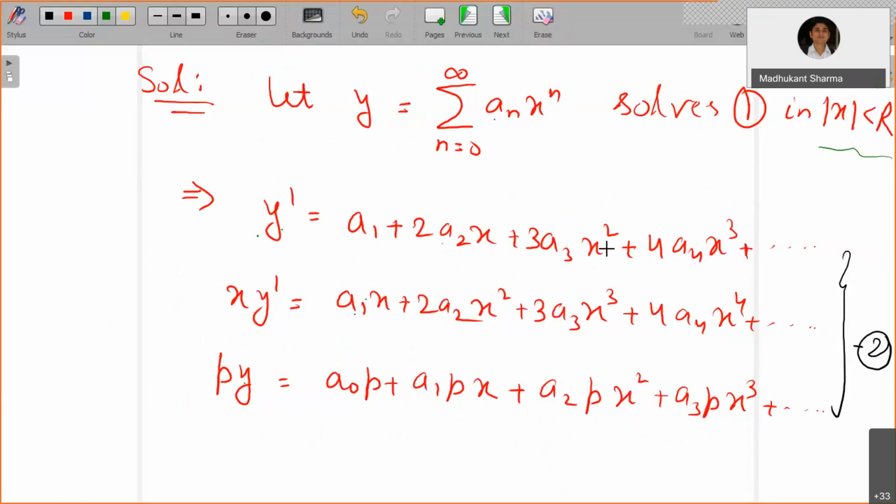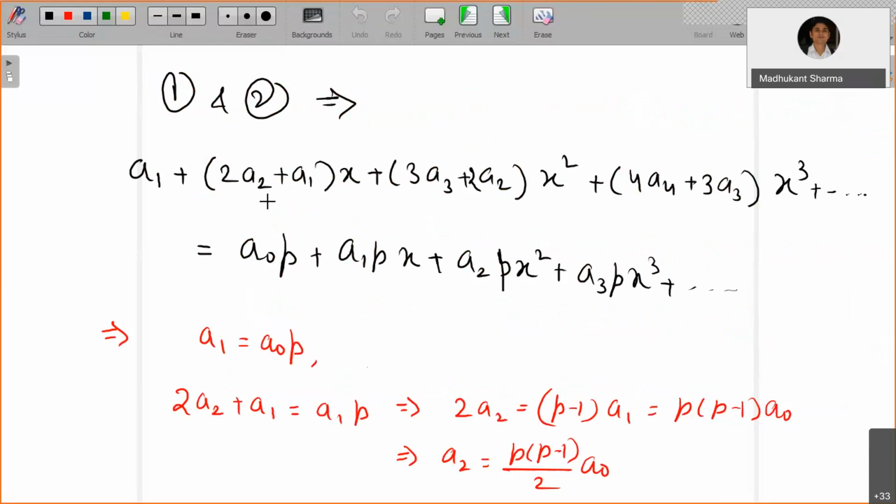Then the x square coefficient is 3a3 plus 2a2. The x cube coefficient is 4a4 plus 3a3, and so on. That is what appears here: a1 plus 2a2 plus a1x plus 3a3 plus 2a2x square, and so on. Now the right hand side is y times p, so a naught p plus a1 px plus a2 px, every term is multiplied by p. Now compare both sides.